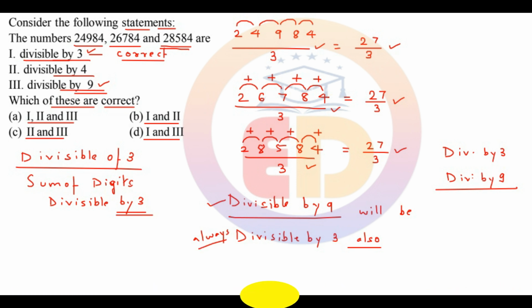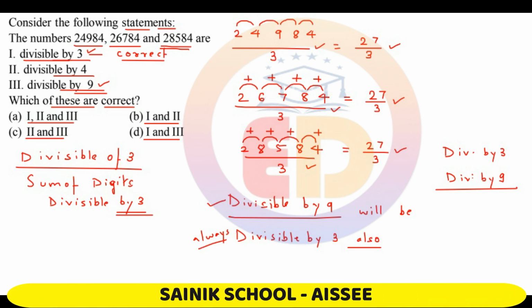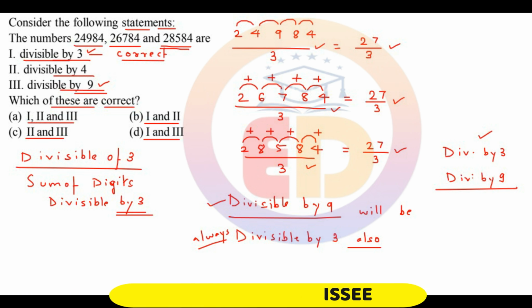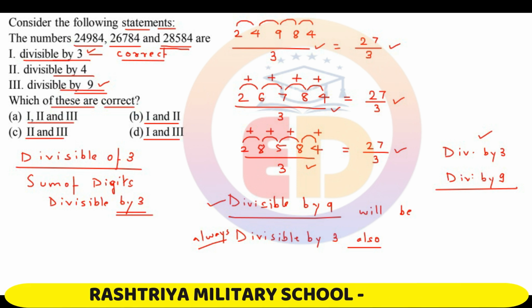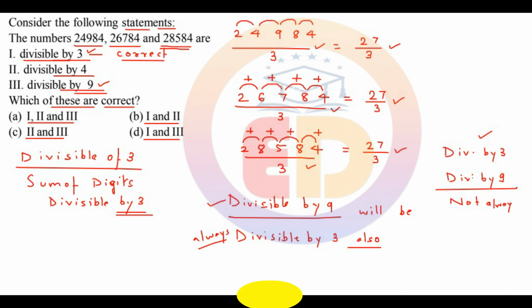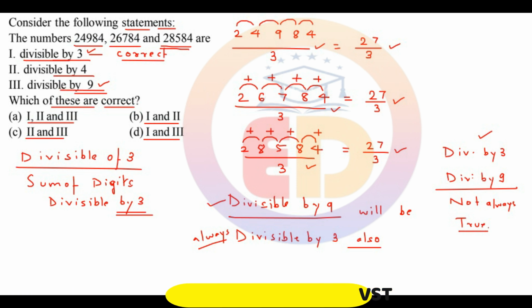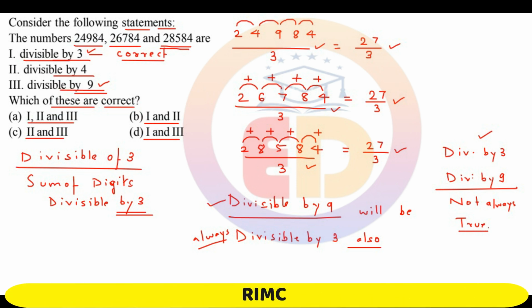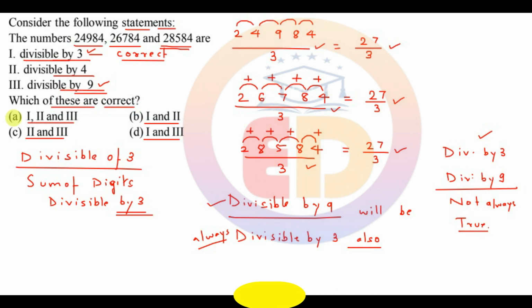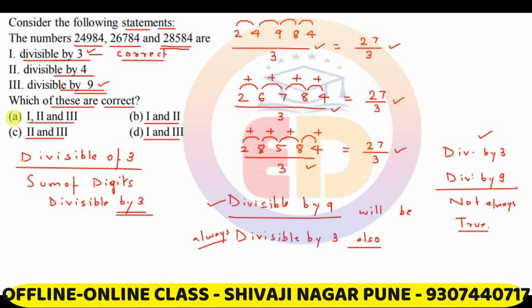But the reverse of this sentence, if a number is divisible by 3, then will it always be divisible by 9? Not always true. In some cases it can be, in some cases it cannot be. Answer here will be option number A, where all the 3 sentences 1, 2 and 3 are correct.